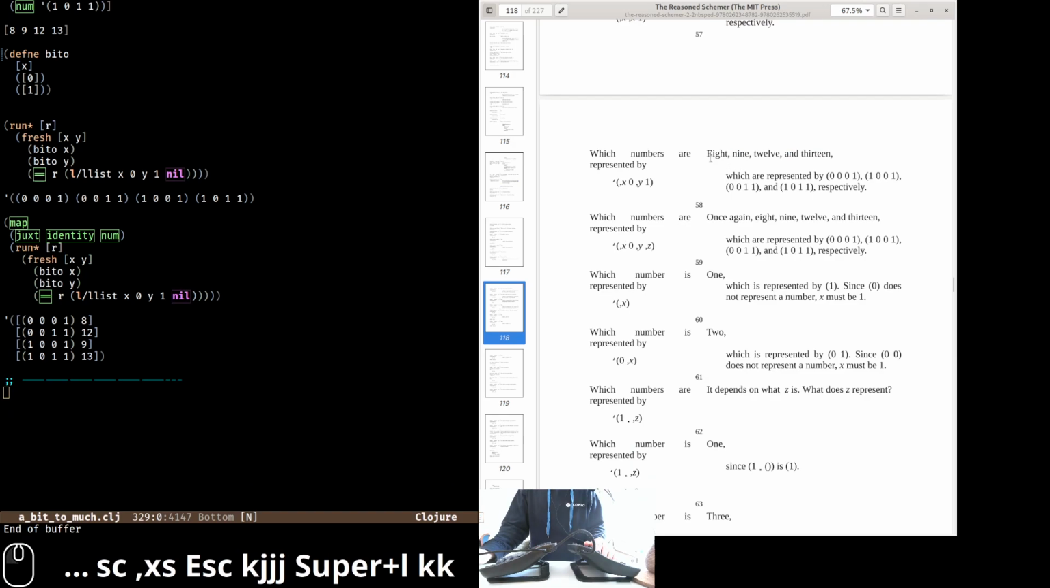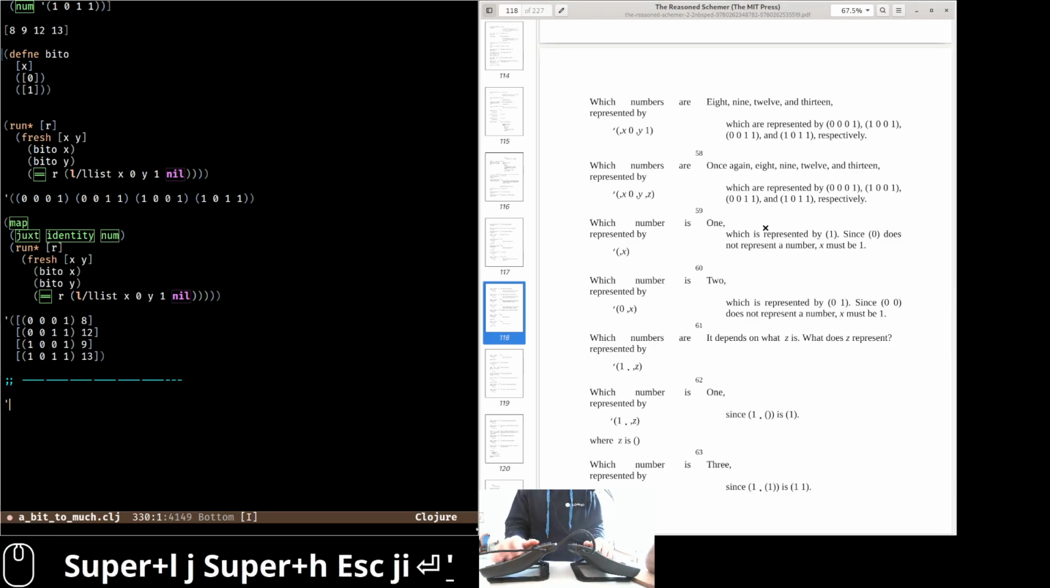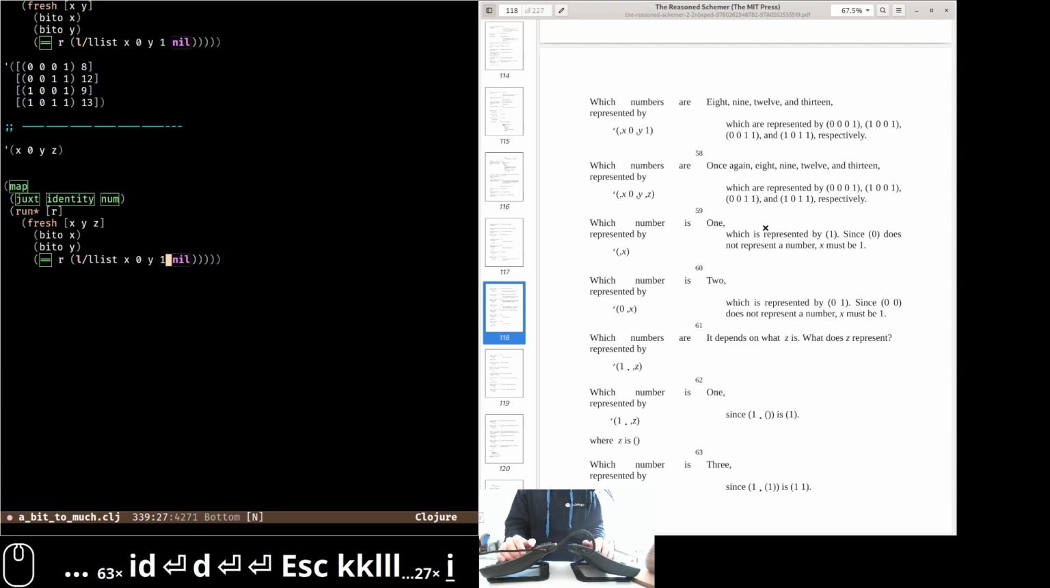Okay, so here we are with this 8, 9, 12, 8. Yeah, it's a different order, but yeah, 8, 8, 9, 12, and 13. Which numbers are represented by a list? X, U, Y, C. Now there are more possibilities. So it's the same 8, 12, 9, 13, and they show up. And then additionally, all the versions where this is 0 show up.